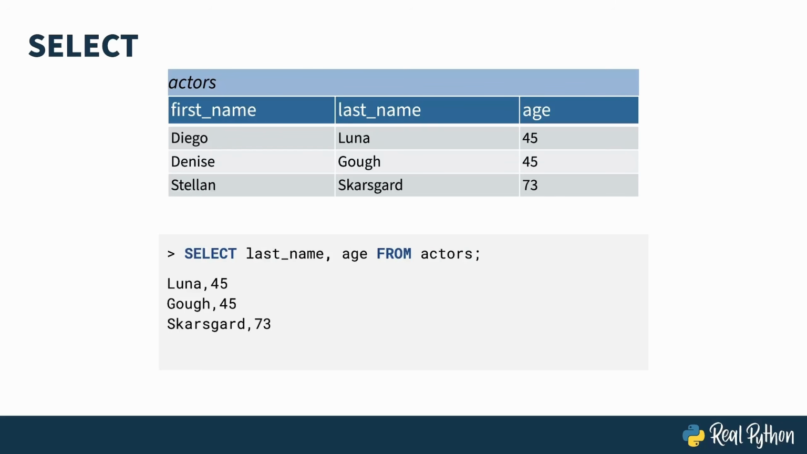It's common practice in SQL to capitalize the keywords, although in most databases this isn't necessary. Our statement here has 2 keywords: select to tell the database I want to read something, and the from keyword that specifies which table I want to read that something from. The last name and age values are the names of the columns that I want the query to return. The end result is 3 rows of data corresponding to the 3 rows in the database table.